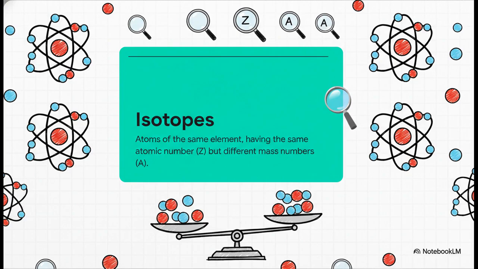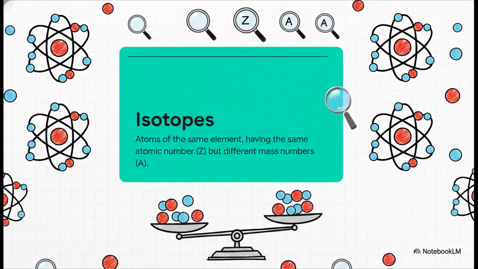And if they are the same element, what does that mean? It means they must have the same number of protons, and so the same atomic number, Z. But, and here's the twist, they have different numbers of neutrons. And since the mass number is protons plus neutrons, it means isotopes have different mass numbers.